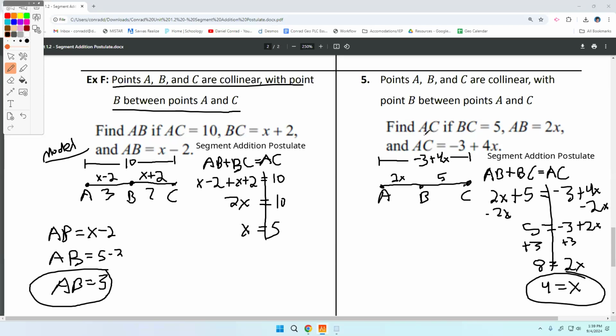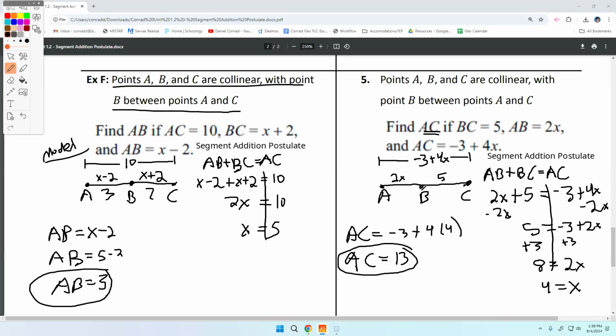Okay, that's not my final answer because I'm looking for AC, right? So we don't want to circle it just yet. We're looking for AC. So then AC is -3 plus 4 times 4, which is going to be 16 minus 3, which should be 13. If we want to check our answer, 2 times 4 is 8. 5 plus 8 gives us a total of 13. All right. So the difference here on these is you just had to draw your own diagram.